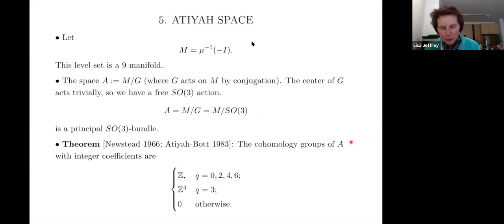Newstead had found in this case, and later Atiyah and Bott more generally, the cohomology groups of A with integer coefficients: Z for dimensions 0, 2, 2, 4, 4, 6, and Z4 for dimension 3. The space is simply connected, nothing for dimension 1 and nothing for dimension 5. It satisfies Poincare duality. So we'll see how we recover that.